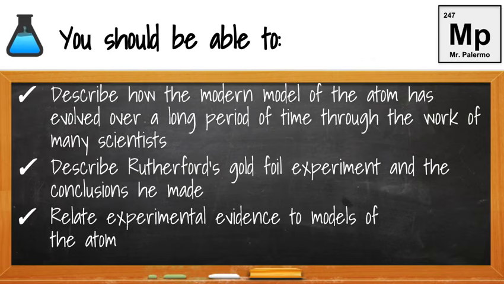At this point, you should be able to describe the modern model of the atom and how it evolved over long periods of time through the work of many scientists. Can you describe Rutherford's gold foil experiment and the two conclusions that he made? And can you relate experimental evidence to the models of the atom?